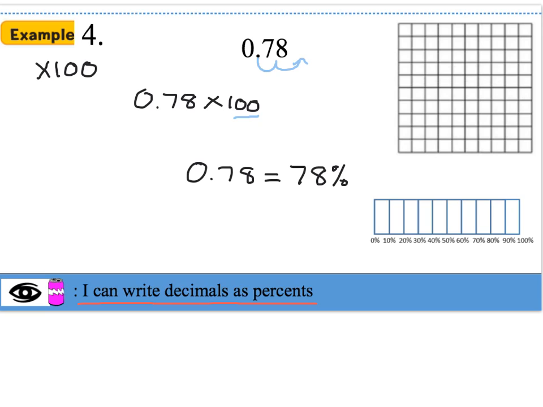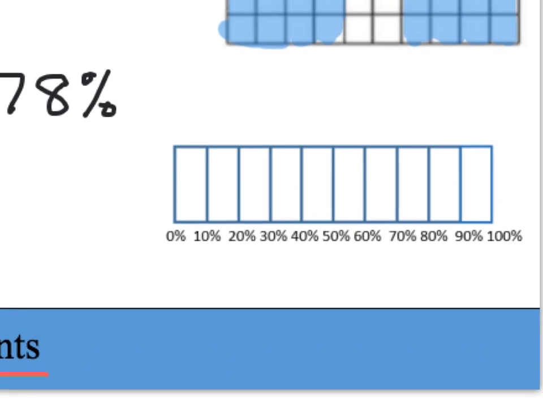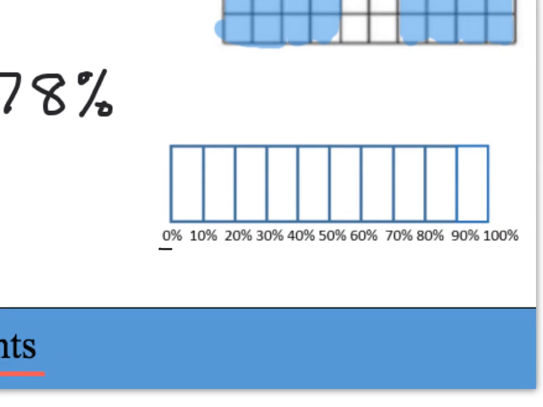Using the 10 by 10 grid, this is what 78% looks like. Now let's zoom into our double number line. I know that the value of 0% is worth 0, and I know the value of 100% is worth 1 whole. Here's 10%, here's 30%, here's 60%, and this is 78% here. And the decimal form of that, which would be 0.78, would go here.